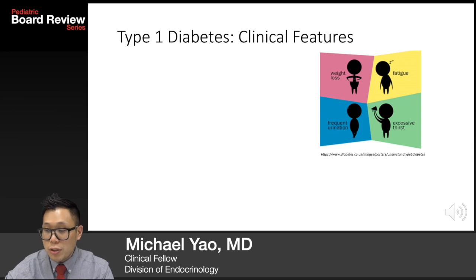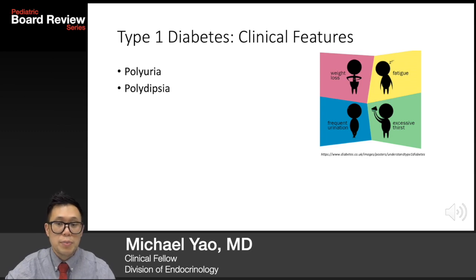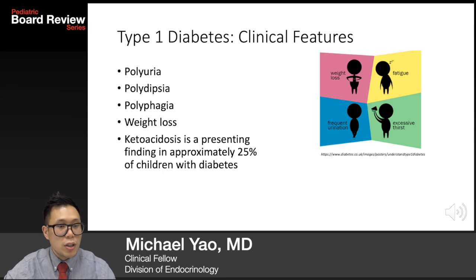The board also wants you to recognize the clinical features associated with type 1 diabetes. So the clinical features of type 1 diabetes are polyuria, polydipsia, polyphagia, and weight loss. Generally, when patients are diagnosed with type 1 diabetes, family notes that these polys and weight loss have been ongoing for a few weeks. Ketoacidosis is a presenting finding in approximately 25% of children with diabetes.